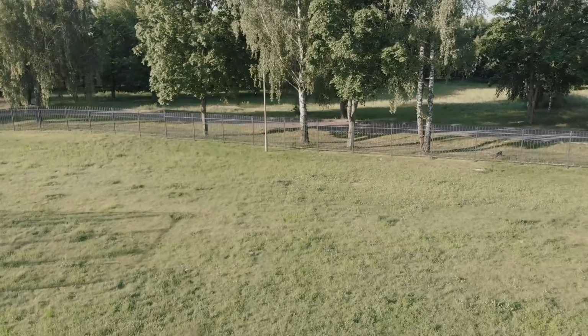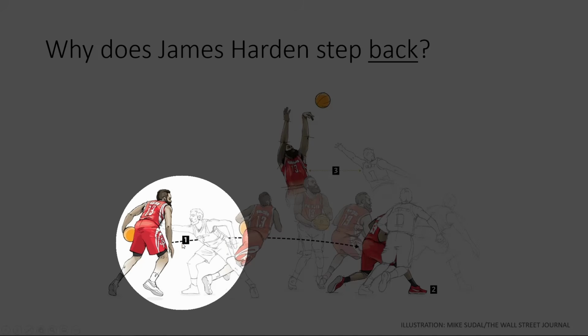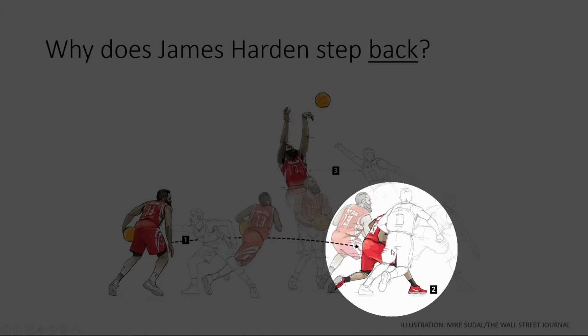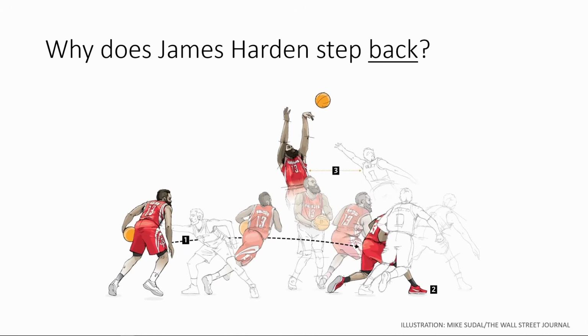You shoot more accurately. For step back shooting, however, the player dribbles up and then stops and then step back to shoot the basket. So the question is, why does James Harden step back instead of stepping forward in basketball? To answer this question, we have to think about the advantage of stepping back. So by stepping back, although you are further away from the basket, you are also further away from the defender.